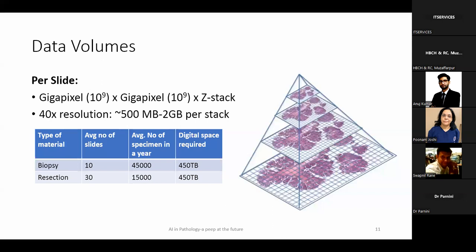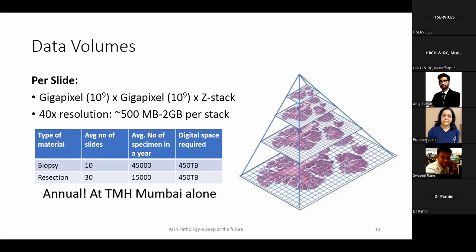For a 40x resolution scan, we expect on average around 2 GB of file size. And this is a compressed file size. The actual file size, if we uncompress all the images, is roughly around 45 GB. So one slide being digitized generates 2 GB. And then if we look at our TMH workload alone, we would need at least around 1 petabyte annually of digital slide storage if we ever have to go completely digital.